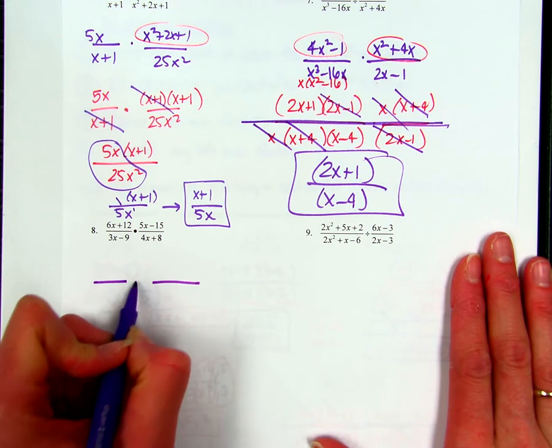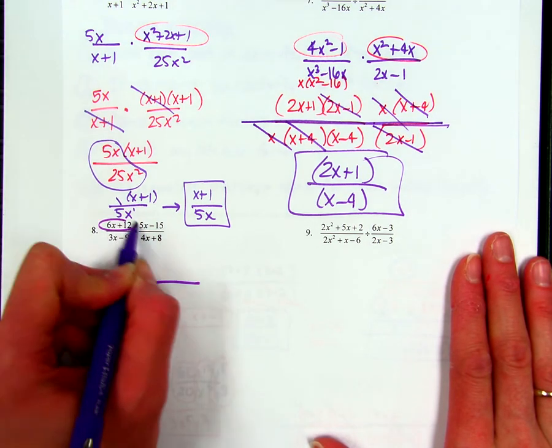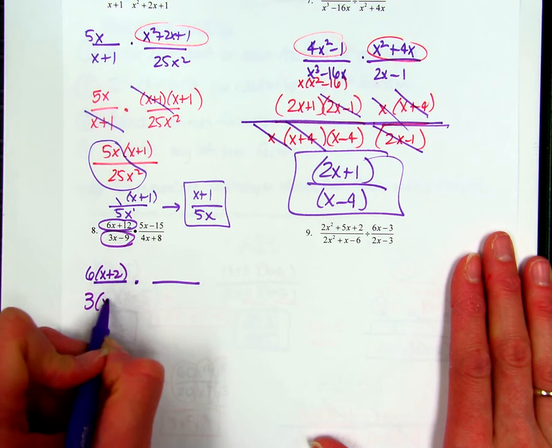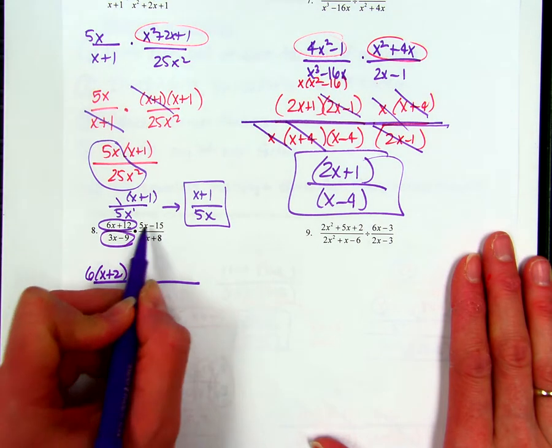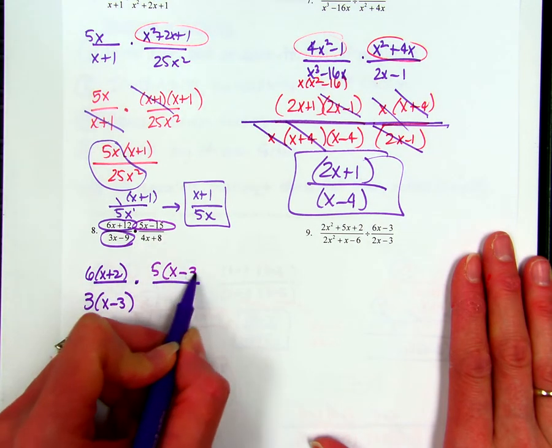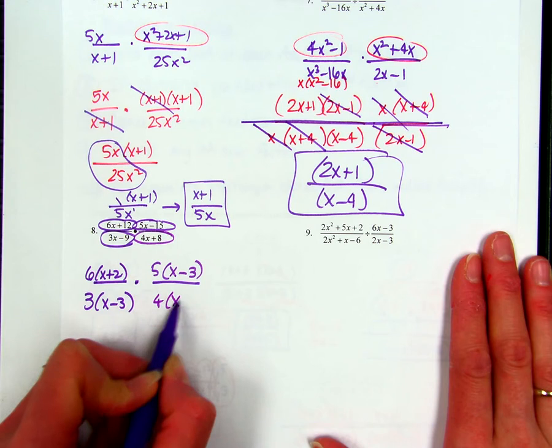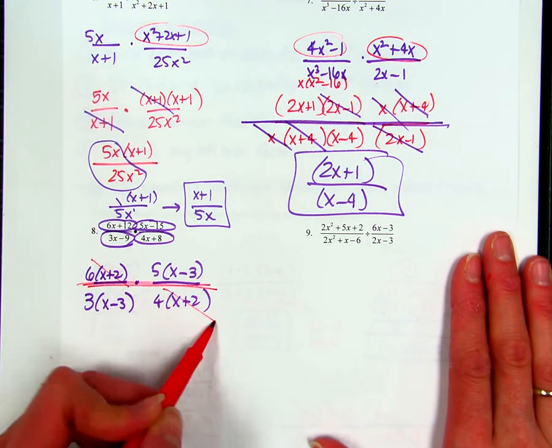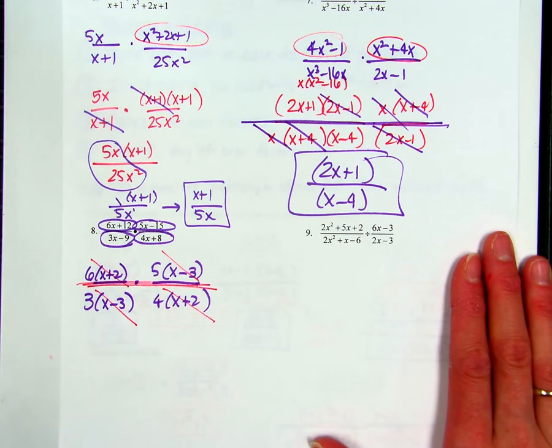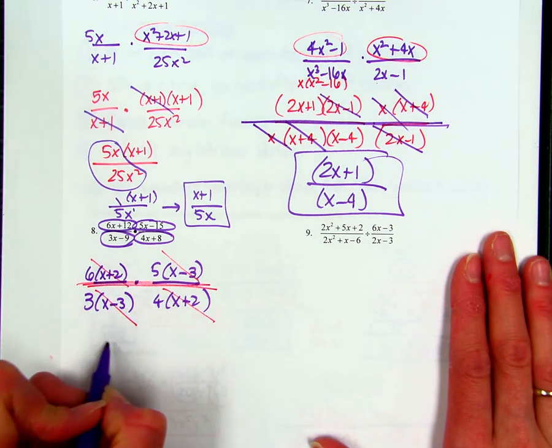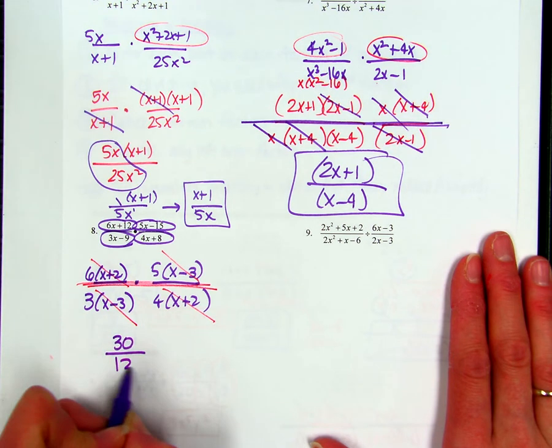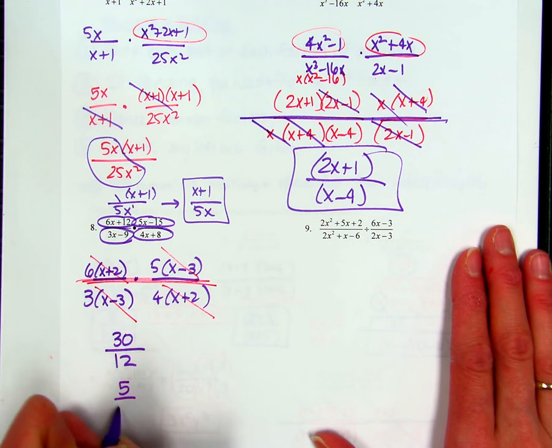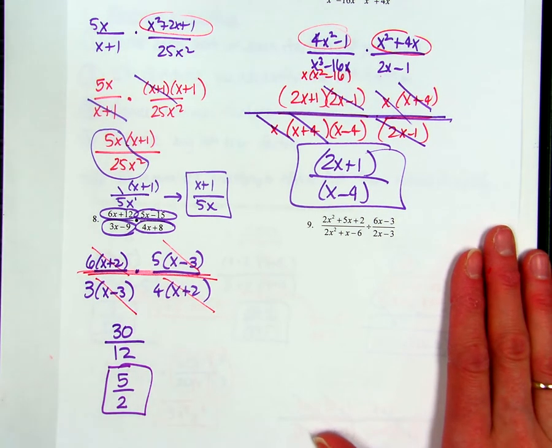So it's multiplication. We do not do any flipping, so we're just going to factor. Take out a 6, and you're left with x plus 2. Take out a 3, and you're left with x minus 3. Take out a 5, and you're left with x minus 3. Take out a 4, and you're left with x plus 2. So now if I look anywhere on the top with anywhere on the bottom, x plus 2's cancel, x minus 3's cancel, and I'm left with 6 times 5, that's 30. 3 times 4 is 12. But now that could reduce, so if I divide them both by 6, I get 5 over 2. Then that's your final answer.